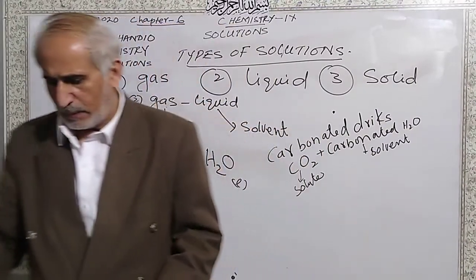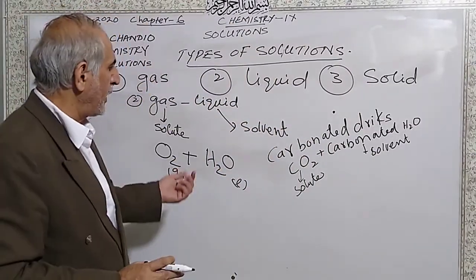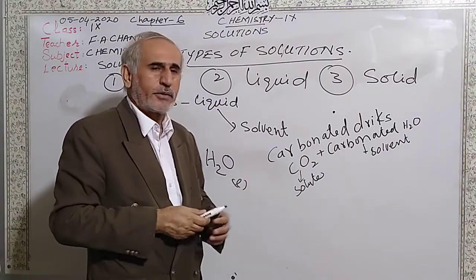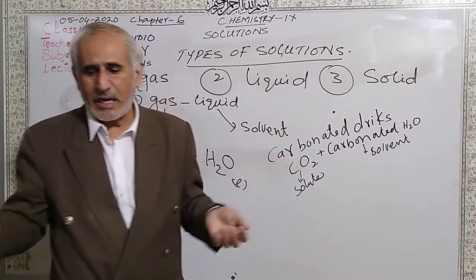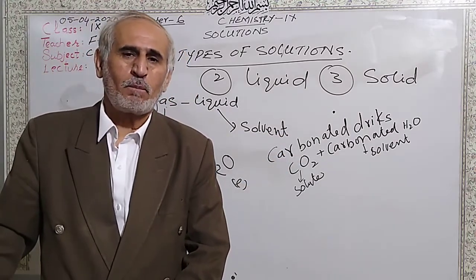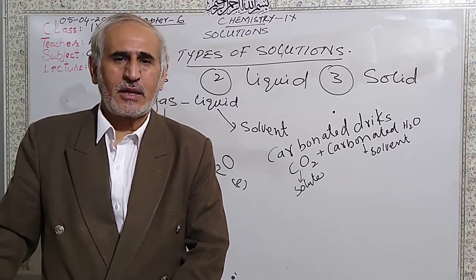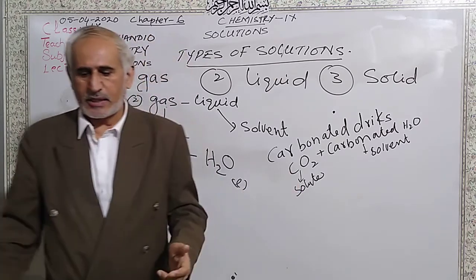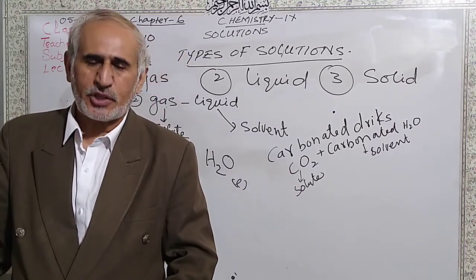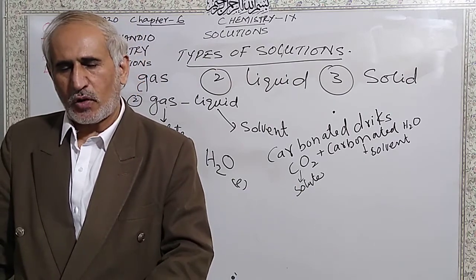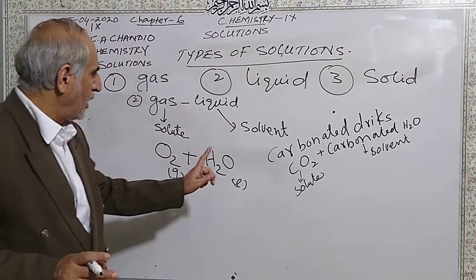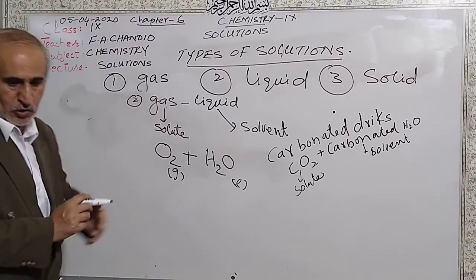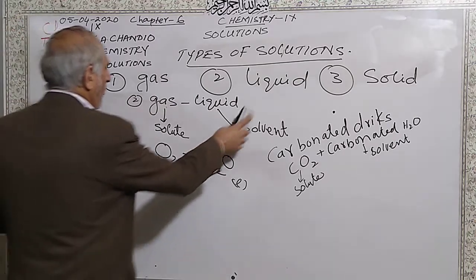And you can do the experiment: when you open the lid of the tin pack, you get effervescence, bubbles. We call it effervescence. This effervescence of the carbon dioxide is coming because carbon dioxide gas is dissolved with a high pressure. Gases dissolve in water with a high pressure. So this is the second example of gas solution. Now number third.